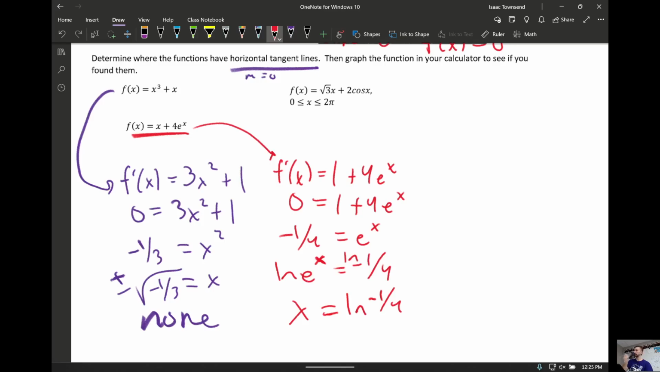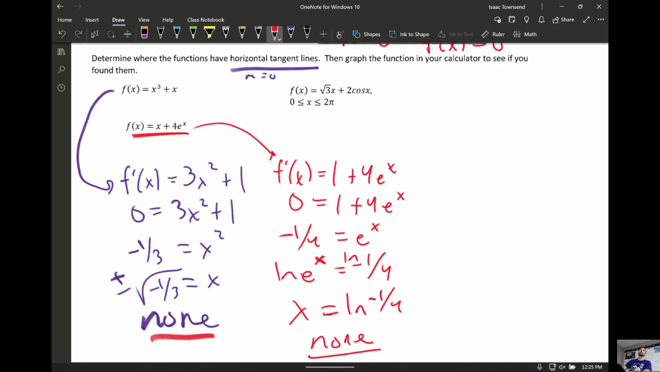What rule thing? I already did the derivative. I don't need the derivative again. It's okay to take the log of a negative number? No. It's not okay to take the log of a negative number. That doesn't exist either. That one also has no horizontal tangent lines.